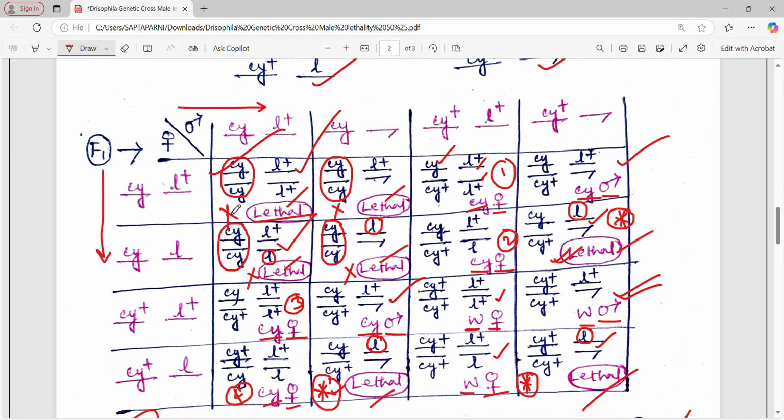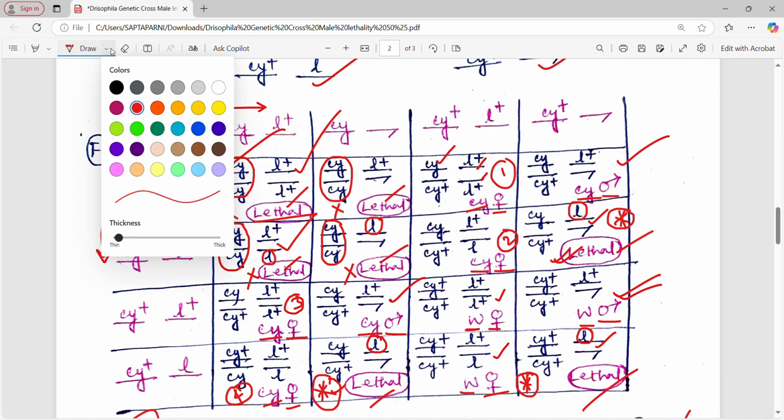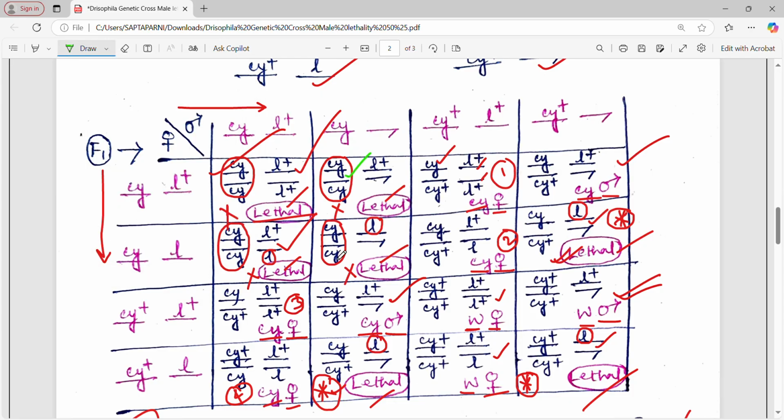Which ones are those 2? First let me choose another color from here so that I can show you. See here, this one male and this one male. These 2 are dead due to presence of Cy allele or recessive lethal allele in homozygous condition. These 2 are dead due to that only. Though here you can also see that L allele is also present, first of all they are dead due to presence of recessive lethal Curly allele in homozygous condition.